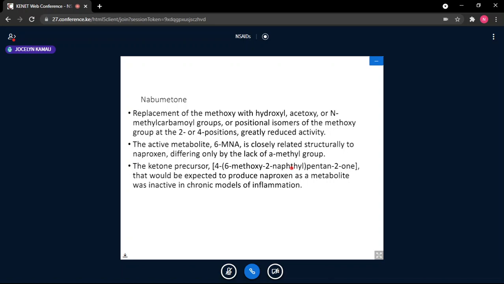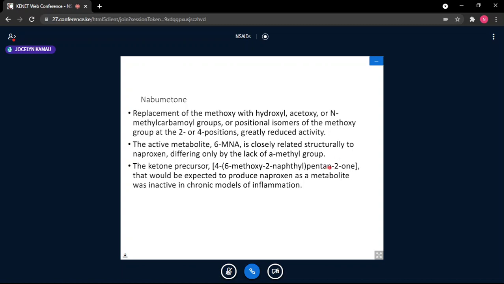Have you been able to draw it? Say yes or no so that I can continue. If we are not able to draw it, where are the challenges? Are we able to draw the structure at position 4? When you say 4, it is where the substituent comes in. And then you look at the main name. The main name is of a pentanone. Pentanone, of course, is a ketone.